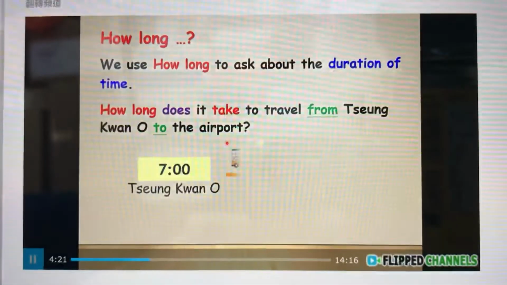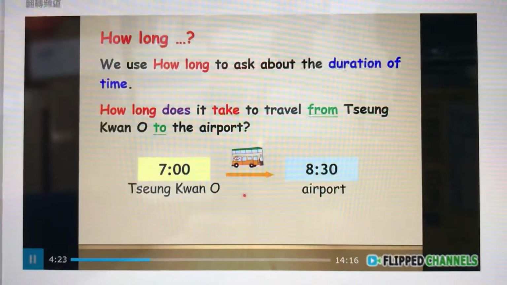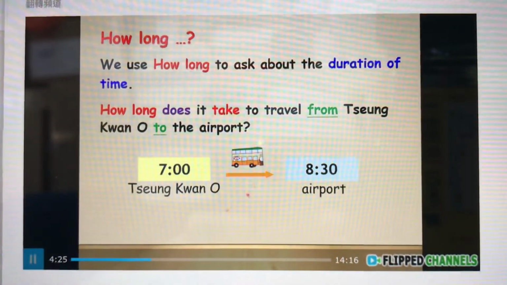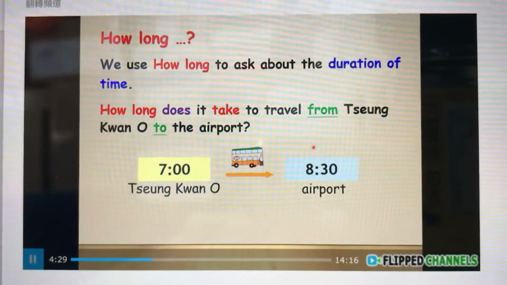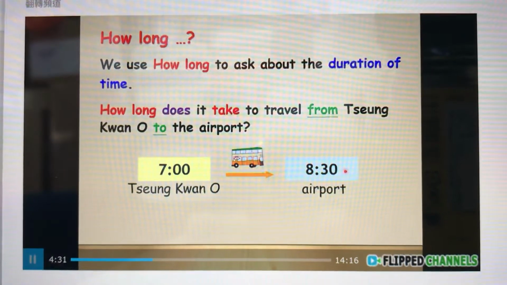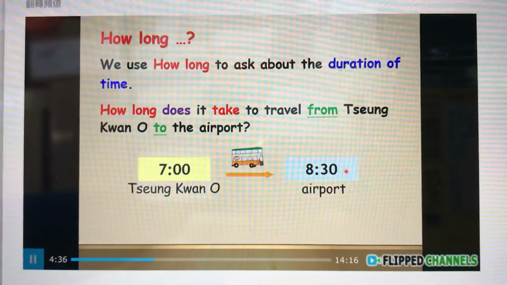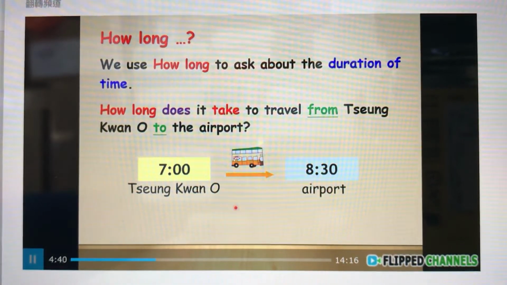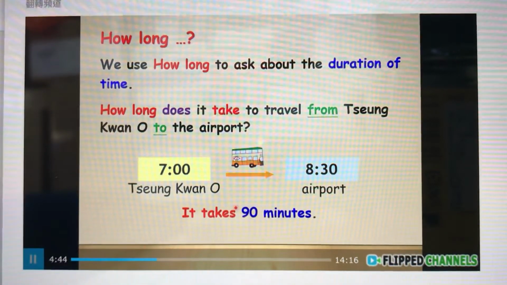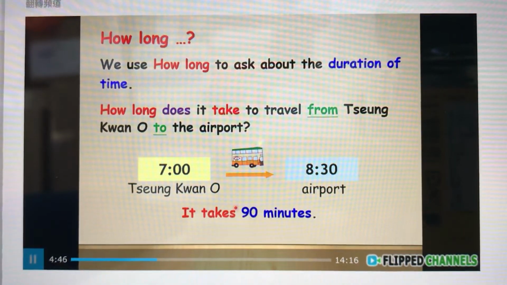So this time we travel by bus. We start the journey at 7 o'clock at Cheung-Kwan-O, and this time we arrive at the airport at 8:30. I give you some time to do the calculations. So, after some calculation, we knew that we take 90 minutes from Cheung-Kwan-O to the airport.